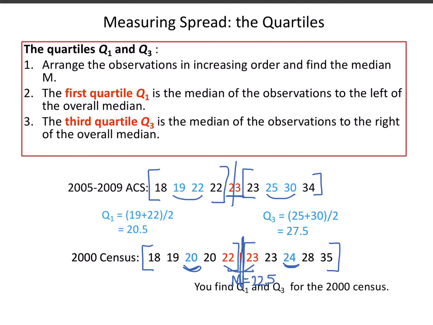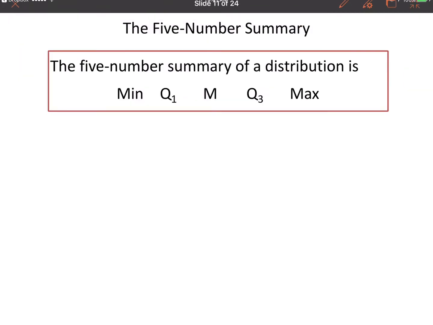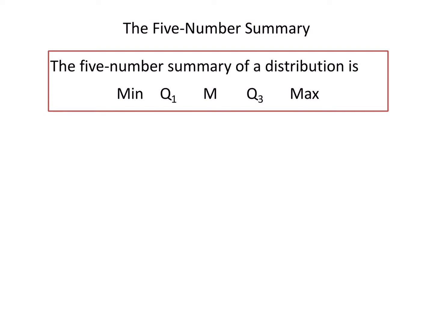All right, so I told you to find them, but here they are. Q1 is 20, and Q3 is 24. All right, the 5-number summary for a distribution is the min, the first quartile, the median, the third quartile, and the max, in that order. This 5-number summary describes the spread of your data.